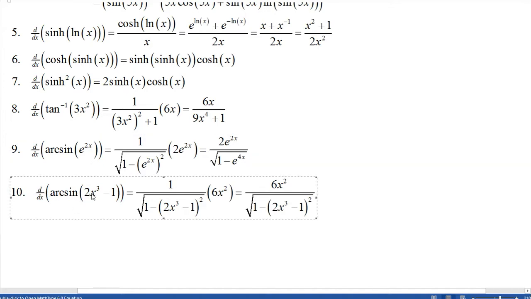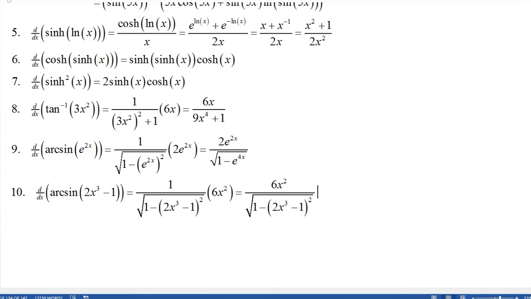And another arc sine here, very similar. The derivative of arc sine of 2x cubed minus 1 is 1 over the square root of 1 minus the quantity 2x cubed minus 1, squared. So that's arc sine of u, and the derivative is 1 over the square root of 1 minus u squared. And then you have to multiply by the derivative of u. The derivative of 2x cubed minus 1 is 6x squared. I wrote that in the numerator and just left it like this. You could also expand this out with FOIL, distribute the minus 1 and combine like terms, and there might be other ways to write this, but this way of writing it is about as good as anything, so I'm going to leave it like that.